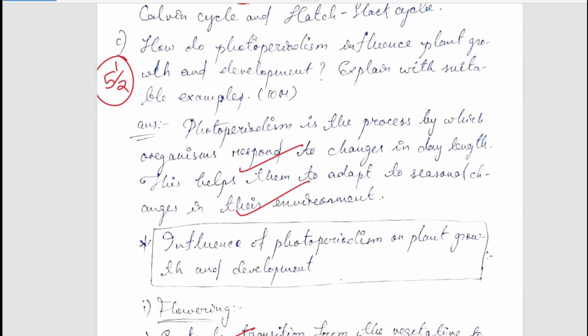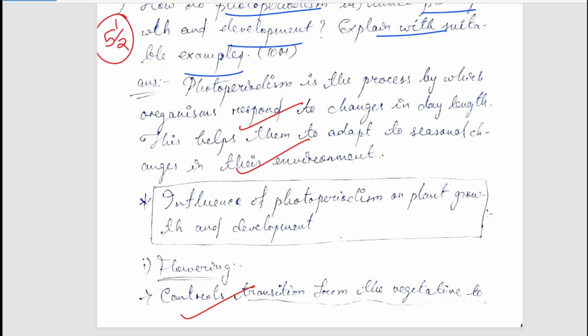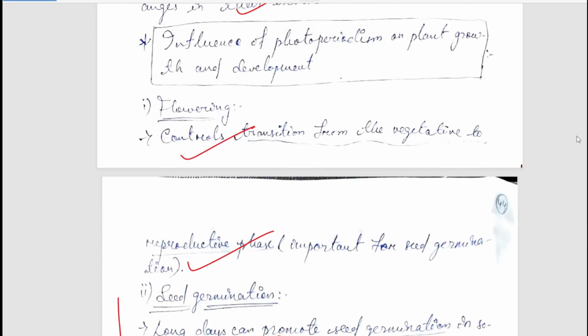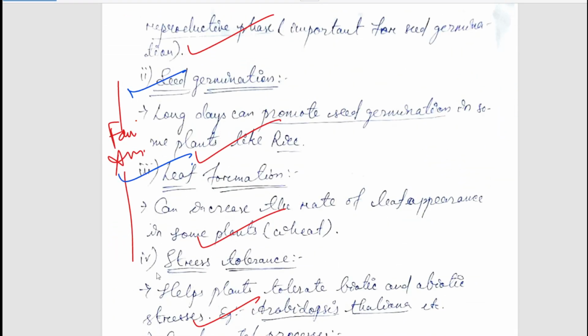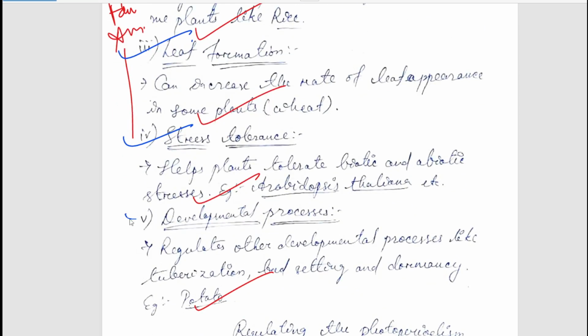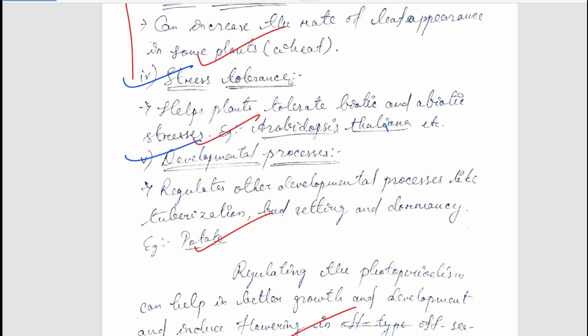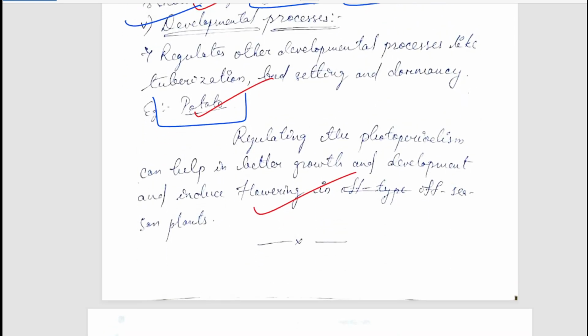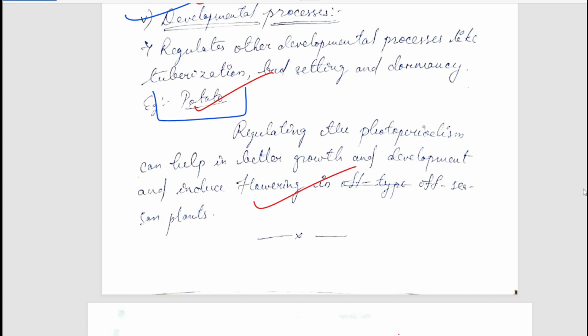Now the next question is, what is photoperiodism, and how does photoperiodism influence plant growth and development, explain with suitable examples. So what photoperiodism is, generally changes in day length, that is changes in the light availability. It can influence flowering, seed generation, leaf formation, stress tolerance, and developmental processes. So all the important things have been mentioned, and examples have also been well written, so that enhances your answer.